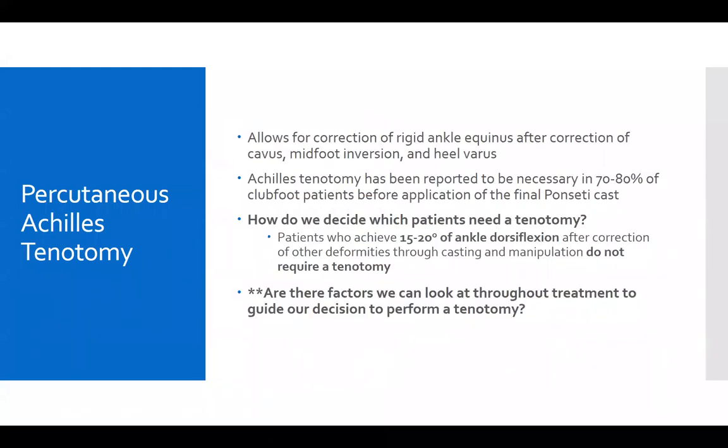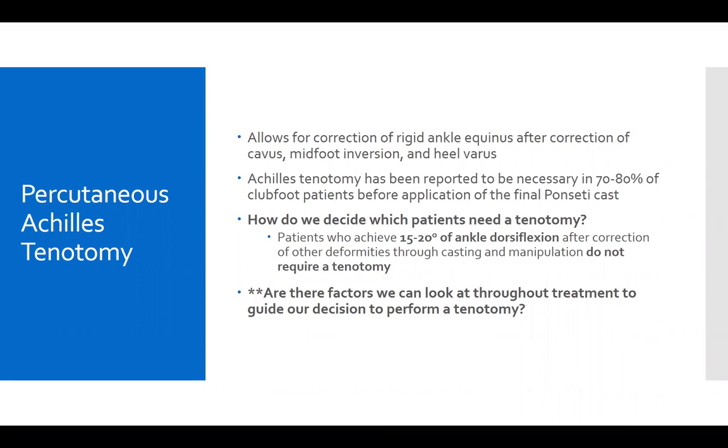So the Achilles tenotomy itself actually allows for correction of the rigid ankle equinus after you correct the other concomitant deformities. The Achilles tenotomy has been reported to be needed in about 70 to 80%, and even sometimes in the literature up to 90%, of the patients actually needing this procedure before we apply the final on-site cast.